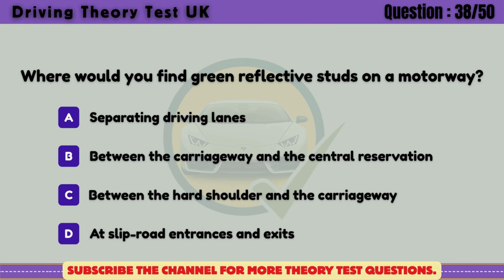Question 38. Where would you find green reflective studs on a motorway? Option A. Separating driving lanes. B. Between the carriageway and the central reservation. C. Between the hard shoulder and the carriageway. D. At slip road entrances and exits.